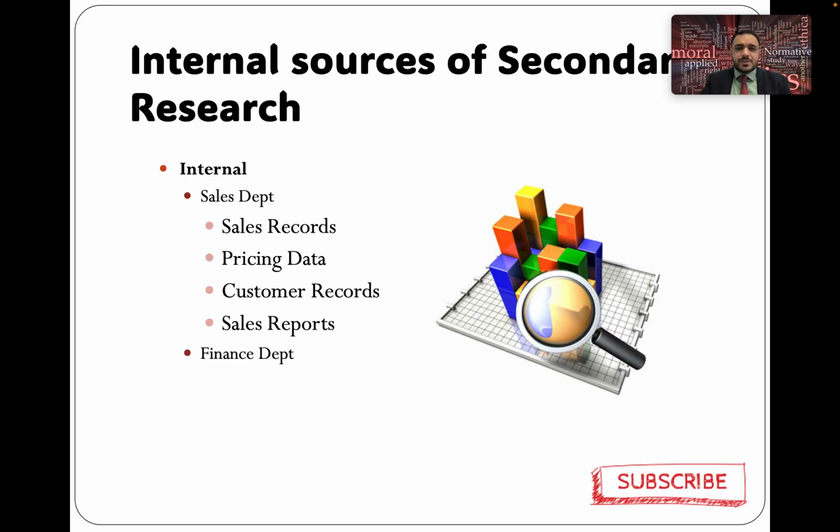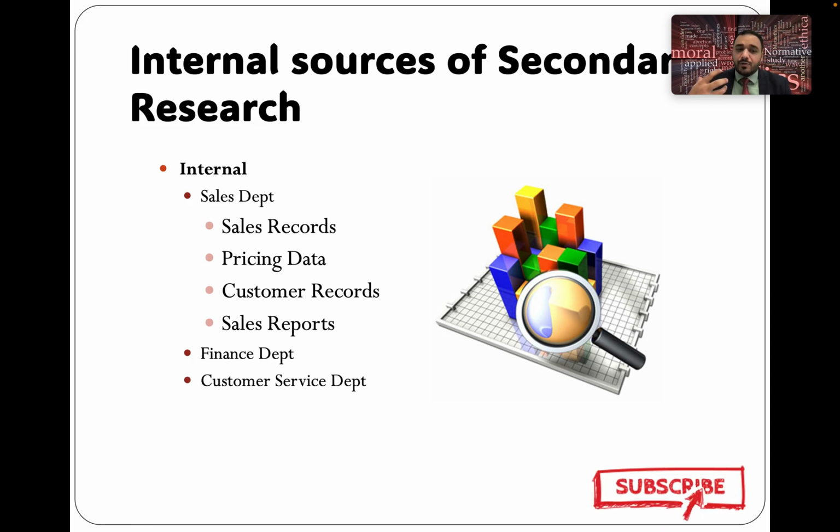Now, internal sources of secondary research. Secondary research has two sources: internal sources and external sources. We will talk about internal sources first. For example, you can have secondary research from the sales department, by sales records, by pricing data records, by customer records, by sales reports. And you can also have it from the finance department, and from the customer service department as well. So internal sources of secondary data are these: sales department, finance department, and customer service department.